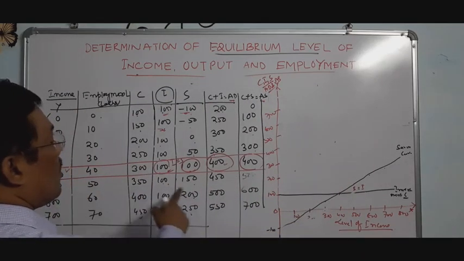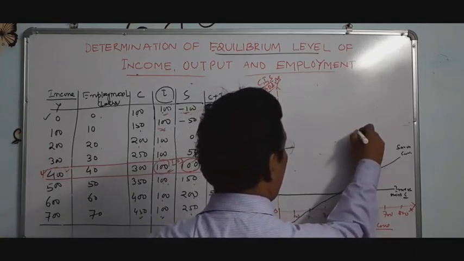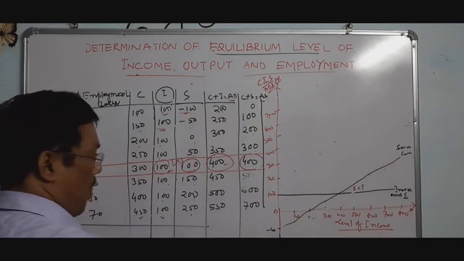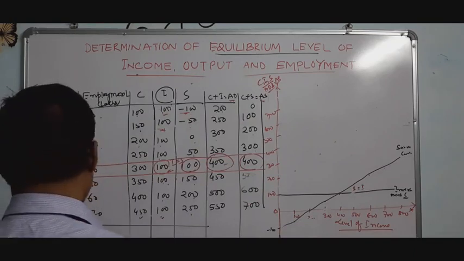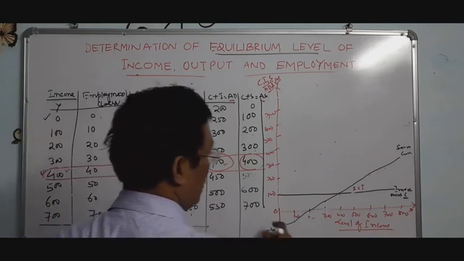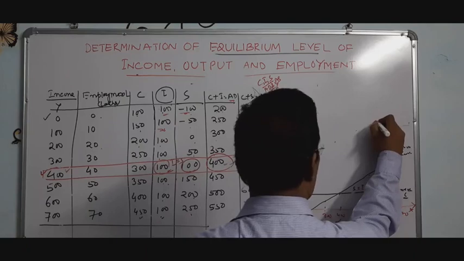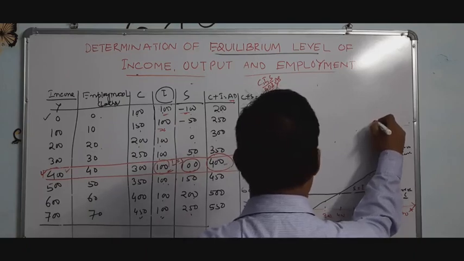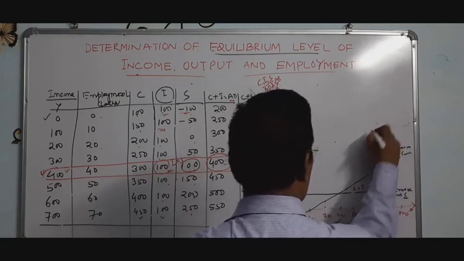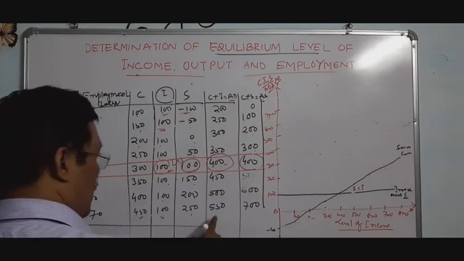At 500 level of income, aggregate demand is 450. And at 600 level of income, aggregate demand is 500. And at 700 level of income, 550.